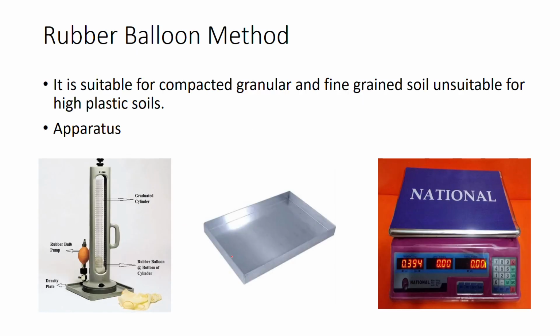The other method is the rubber balloon method. It is most commonly used for compact granular and fine grained soil. It is not suitable for high plastic soil. This is the apparatus. This is the graduated cylinder. This is the balloon that is used for finding the volume, and this is the rubber pressure pump, and this is the base plate or density plate.